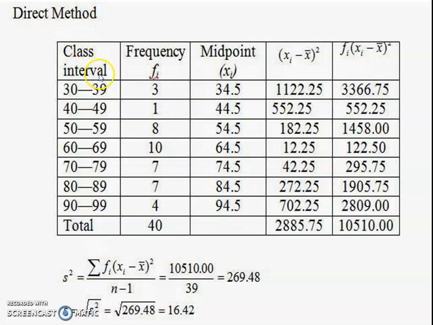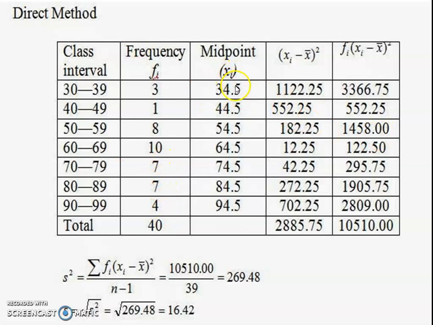Direct method. Class intervals: 30 to 39, 40 to 49, 50 to 59, 60 to 69, 70 to 79, 80 to 89, 90 to 99. Total. Are these class intervals continuous? No. Frequency fi: 3, 1, 8, 10, 7, 7, 4, total 40.